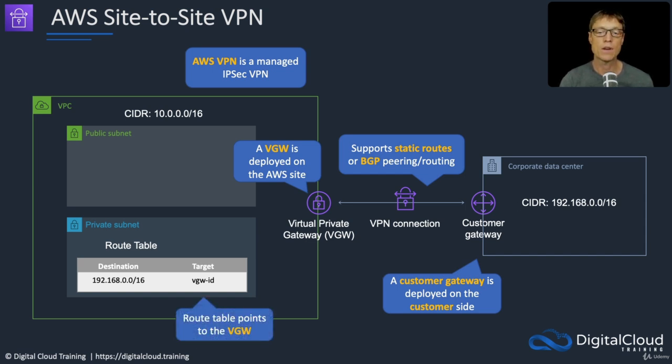So it's fairly straightforward, and the most common use case for this is what we see here. It's connecting data centers or office locations to AWS so that you can then tunnel your traffic over an encrypted connection using the internet. It can also be used sometimes as a backup connection for Direct Connect, and we'll look at that later on in this section.